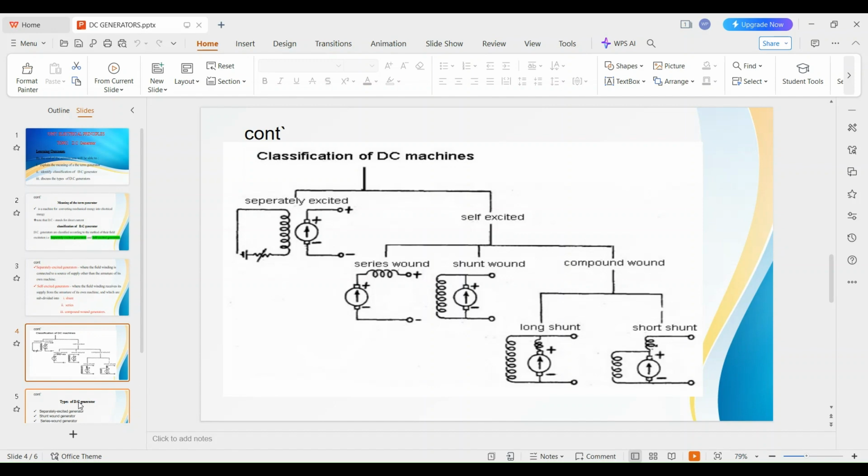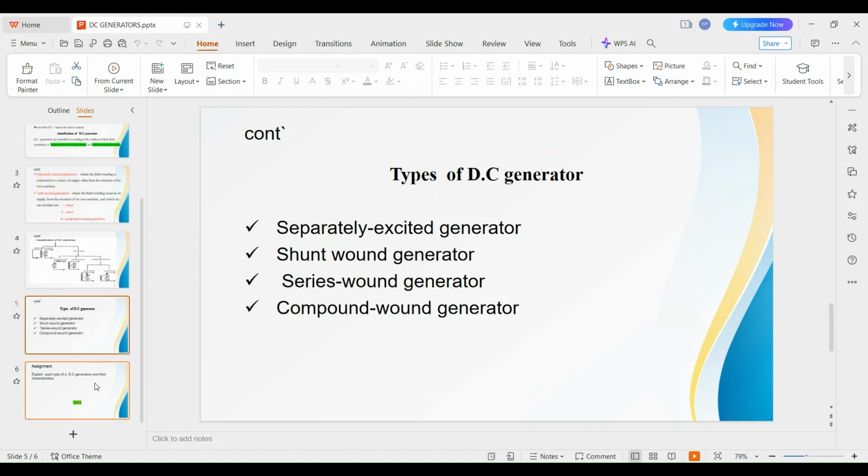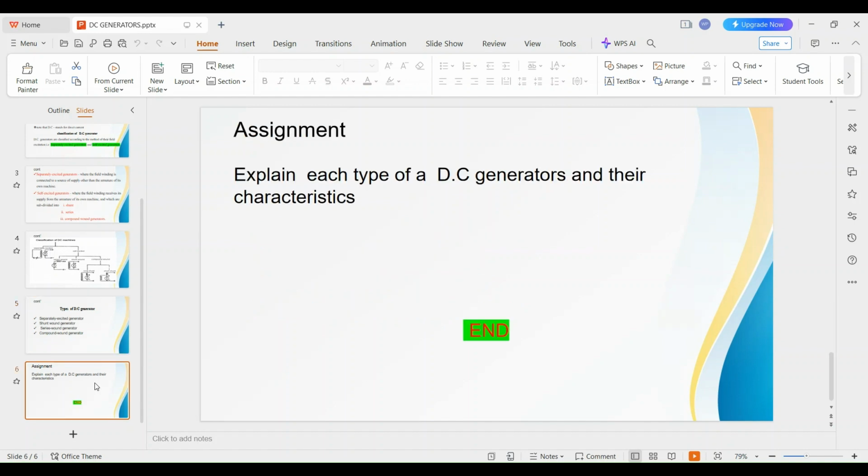So let's look at the types of DC generators. Basically, we have four types of DC generators. We have separately excited generators, shunt wound generators, series wound generators, and compound wound generators. There is a number of types that we have for DC generators. Sorry, we have talked of separately excited generators, shunt wound generators, series wound generators, and compound wound generators. That is all for that section.